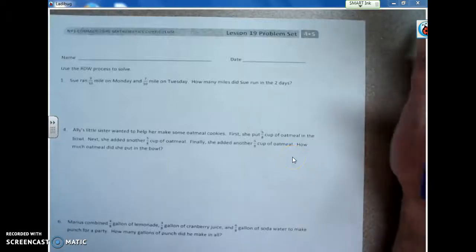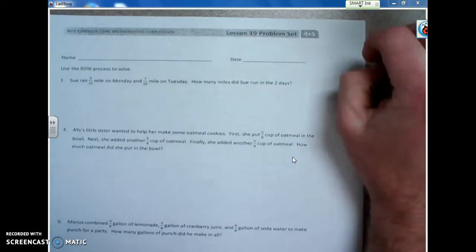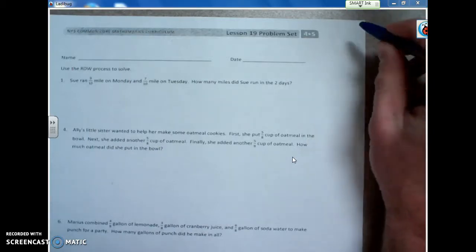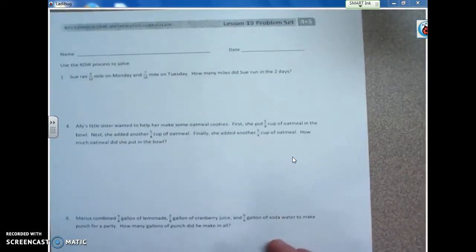Hi, good morning, class. Today we're going to take what we learned yesterday, how to convert an improper fraction to a mixed number, and use that to help us solve some addition problems. So in front of me I have 3 word problems. We're going to do number 1 together, and then you're going to do 4 and 6 on your own once you're done watching this video.